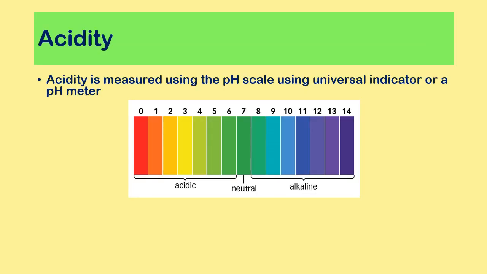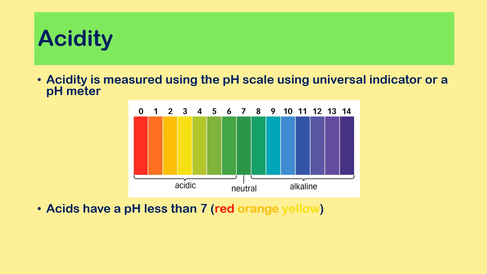So when it comes to acidity, we measure acidity on the pH scale. We can use a chemical called universal indicator, which changes colour to reveal the pH of a substance, or we can use a pH meter, which gives us a numerical value for the pH of a solution. We can judge whether something is an acid, neutral, or an alkaline, which is another word for a base, based on either the colour or the numerical value we get from the pH meter.